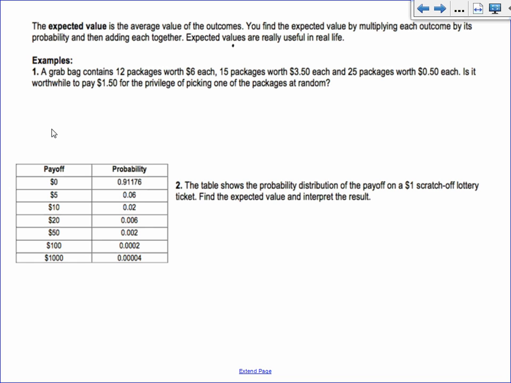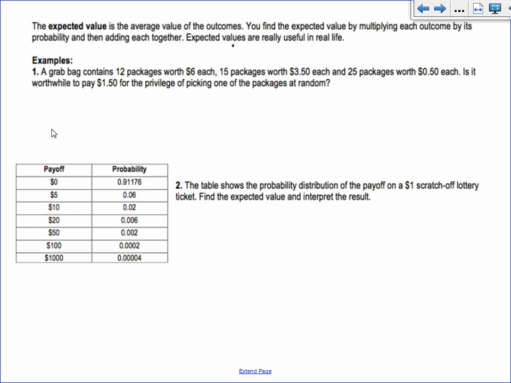Okay, so expected value. It says the expected value is the average value of all the outcomes. You find the expected value by multiplying each outcome by its probability and then adding all of them together. Expected values are really useful in real life. So let me give you an example. I don't know how many people there are in here. 2, 4, 6, 8, 10, 12, 14, 16, there's 18 people here today.